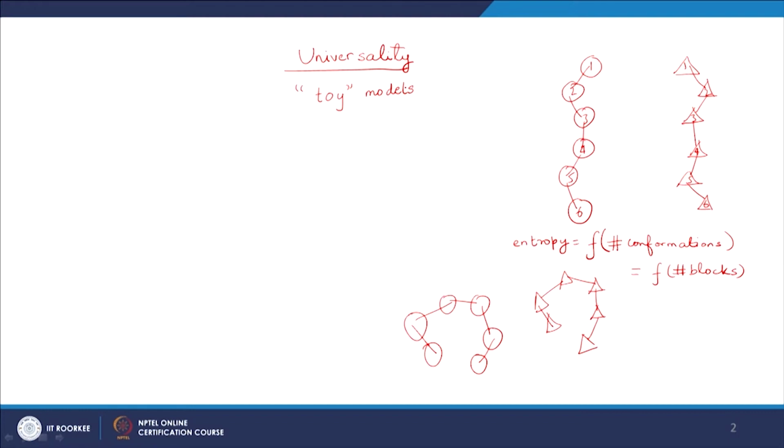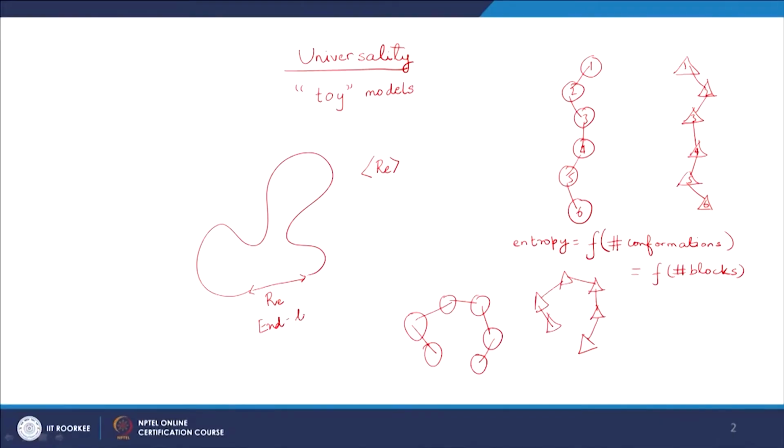But one of the properties we want to look at in polymer physics, for example, is, let us say we have a polymer chain, we are interested in the end to end distance of the polymer chain. And typically, since we said that the polymer chain can take many conformations, we do not talk about the end to end distance of a particular conformation, but something like the average of the end to end distance over many conformations.